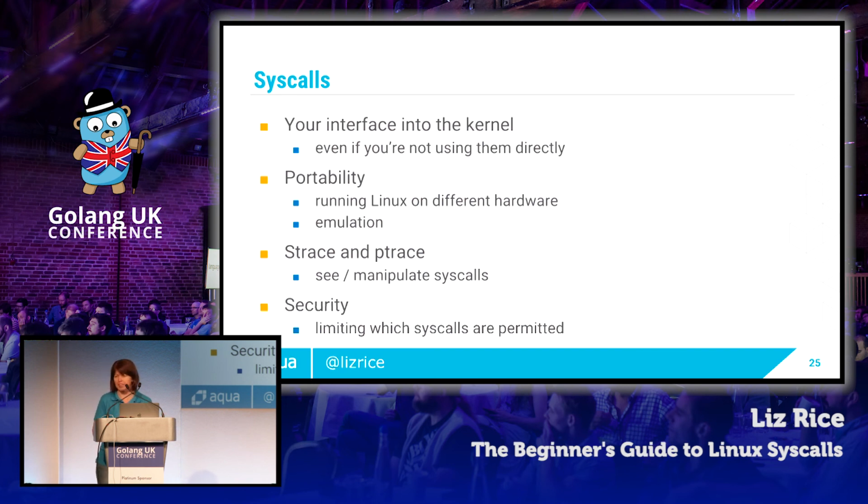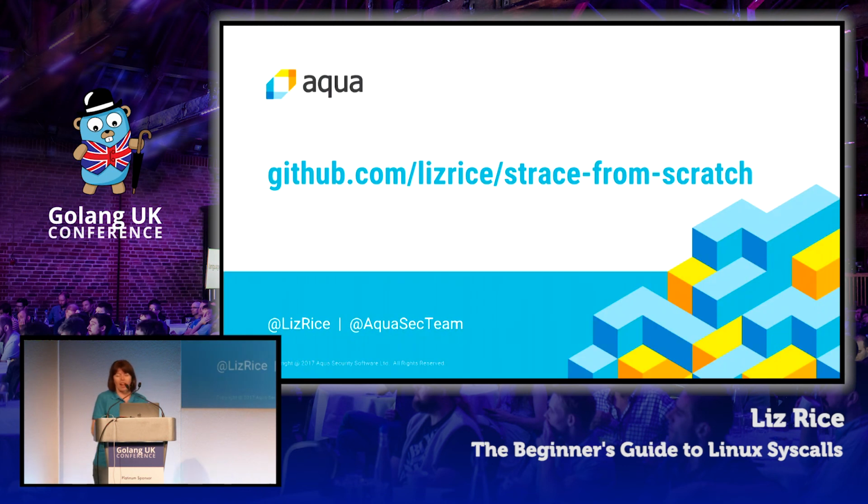And it's an interesting portability layer, an interesting emulation layer. We've seen how you can watch what system calls are going on using strace. We've seen a little tiny bit of what you can do with ptrace. And I think the next thing would be to look at manipulating your running program using ptrace. And we've seen how you could use seccomp profiles to limit which syscalls your program is allowed to actually call. If you want to see the code, it is available on GitHub, strace from scratch.